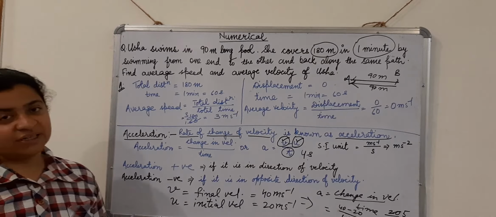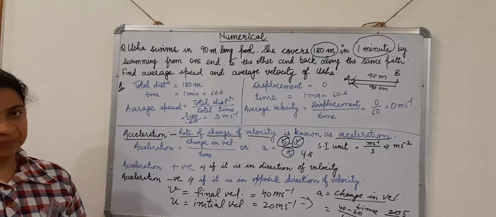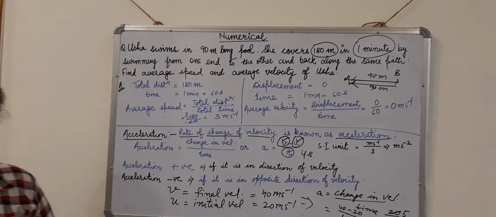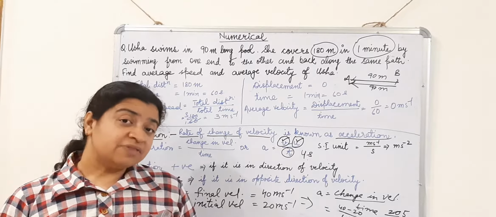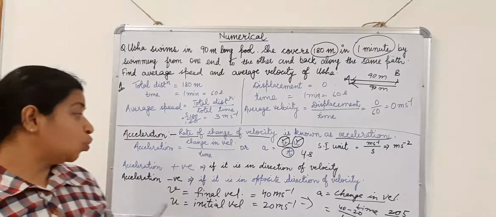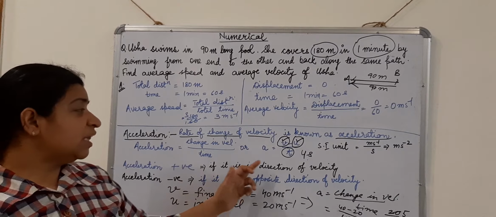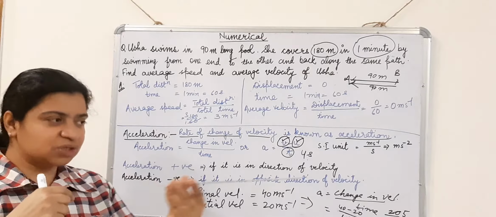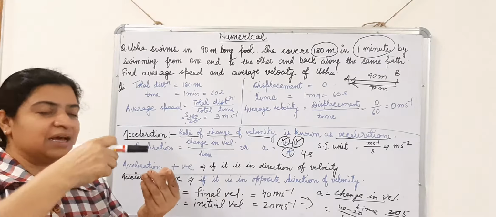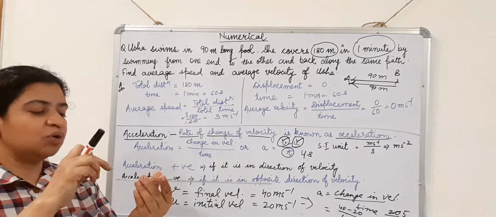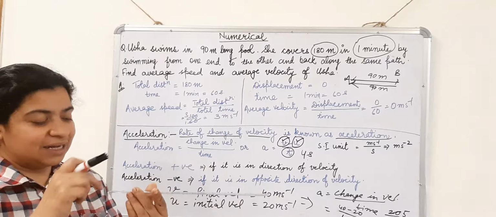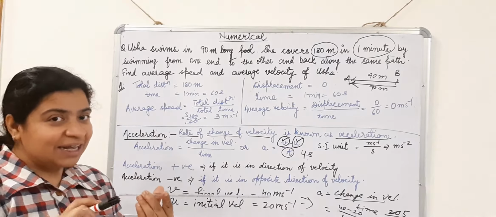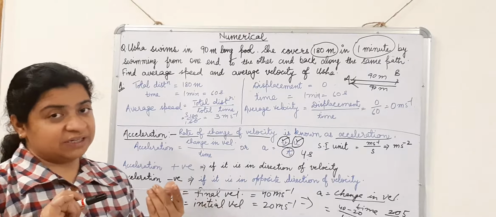Now children, acceleration can be of two types: positive acceleration and negative acceleration. Now, what is positive acceleration? Positive acceleration is when you are moving in the direction of velocity. Suppose you are moving on a straight path. You want to go to that side. When you accelerate your scooter, you move from here to there. That is, you are moving in the direction of velocity. In that case, it will be positive acceleration.